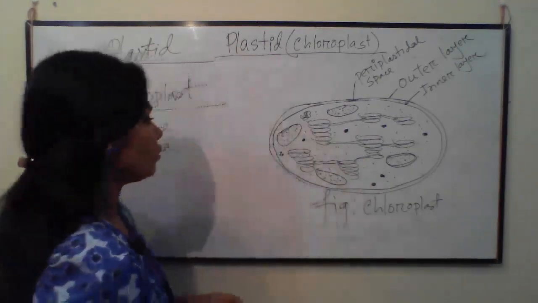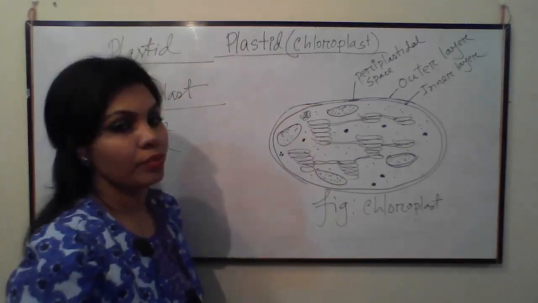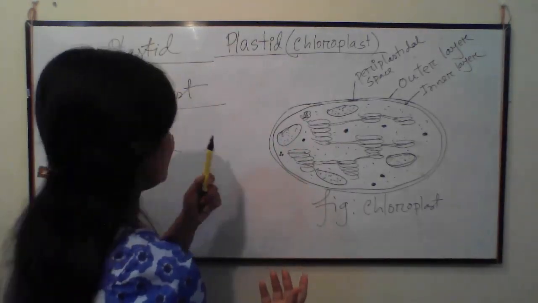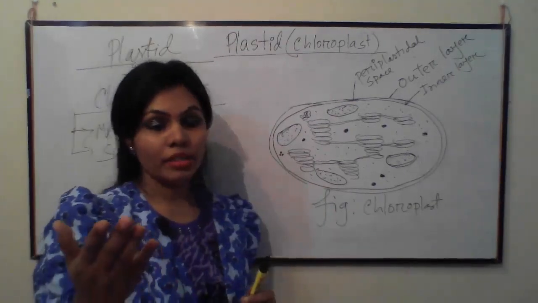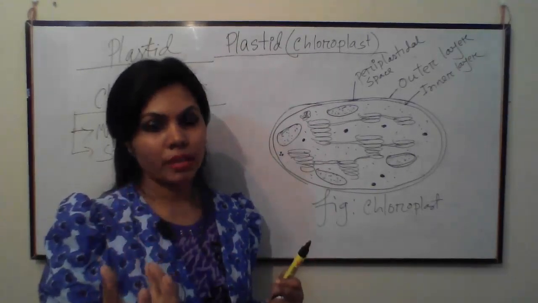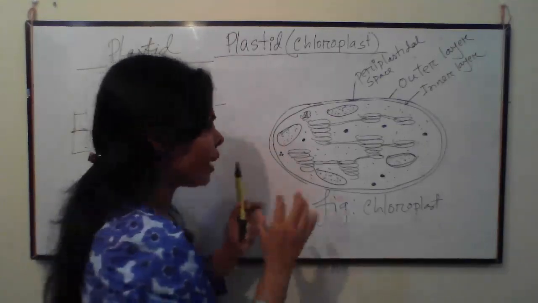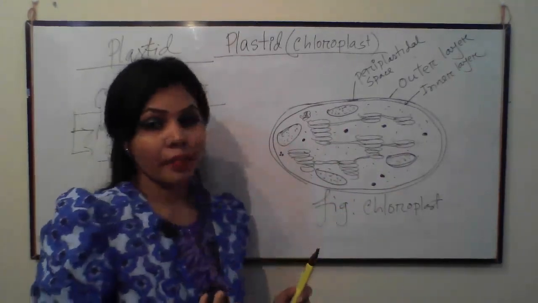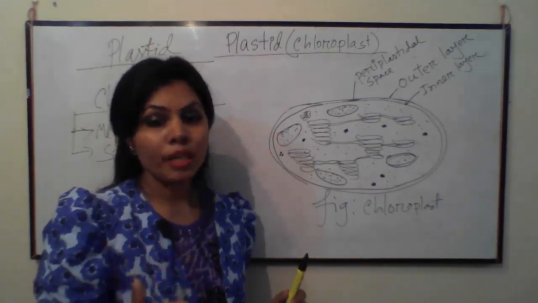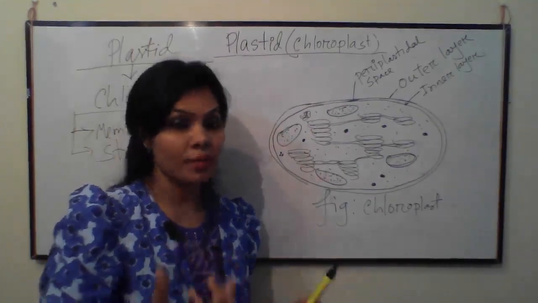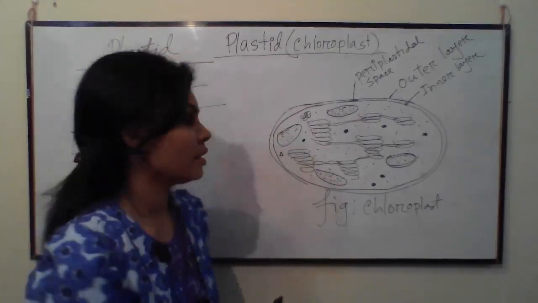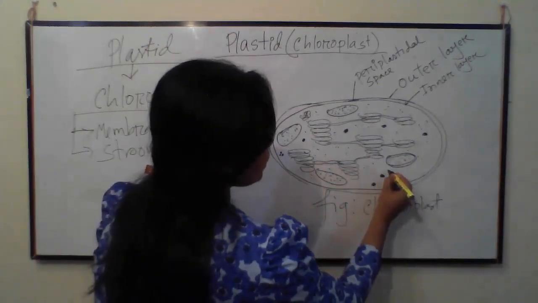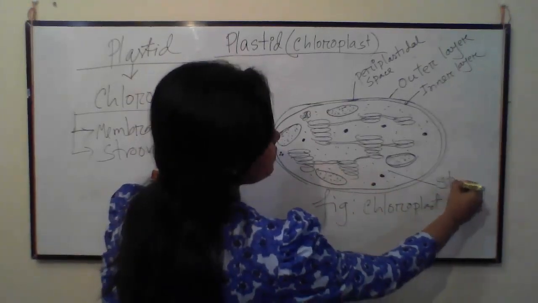Okay, so what was I telling? There are some jelly types of fluid. In the cytoplasm, and in the jelly fluid of the nucleus, it is called nucleoplasm. In the same way, in the chloroplast, there is a watery, protein-rich ground substance called stroma. So these are the stroma.